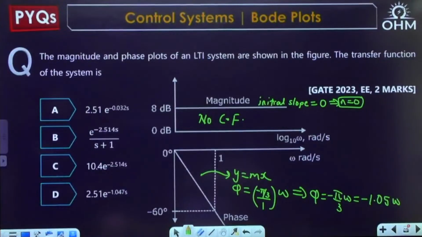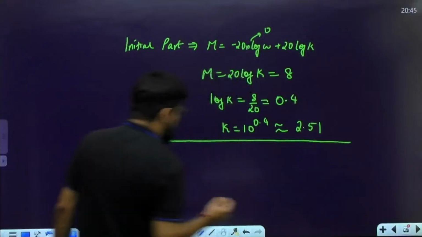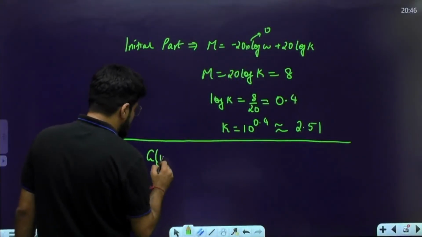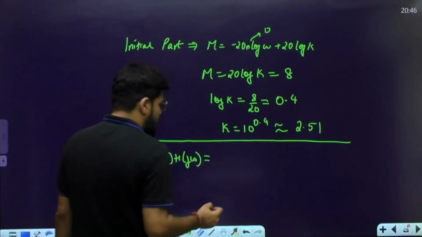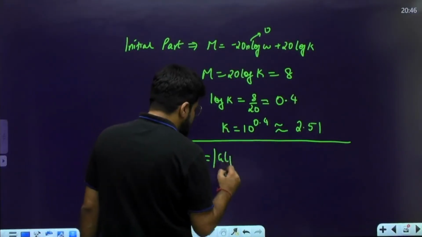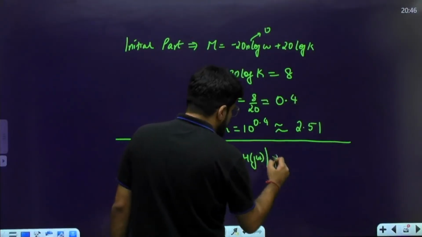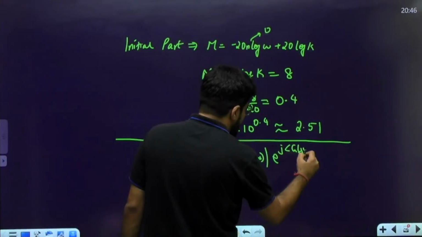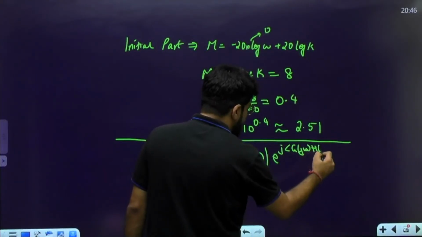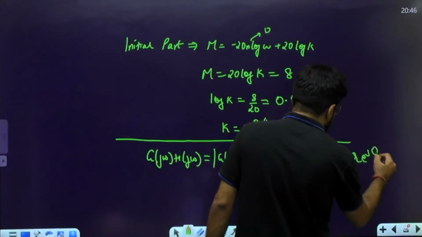Because of this phase term, how do you write down the transfer function normally? In the frequency domain form, G(j omega) H(j omega), we'll write it as the magnitude part, mod G(j omega) H(j omega), into e power j, the angle of G(j omega) H(j omega). Angle means that phase part. This is the Euler form, r e power j theta.